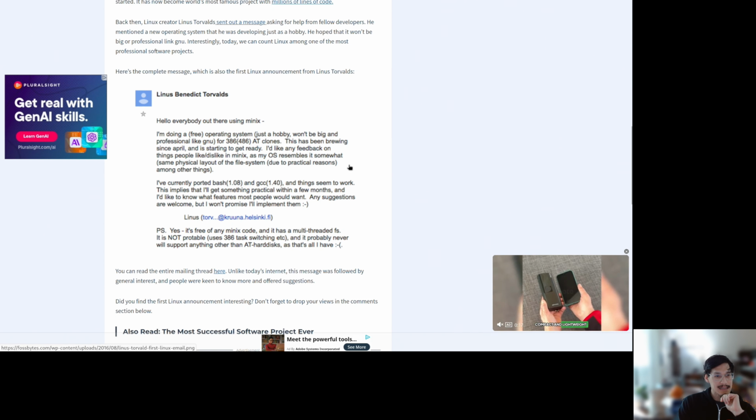P.S. Yes, it's free of any Minix code, and it has a multi-threaded file system. It is not portable, uses 386 task switching, etc. And it probably never will support anything other than AT hard disk, as that's all I have.